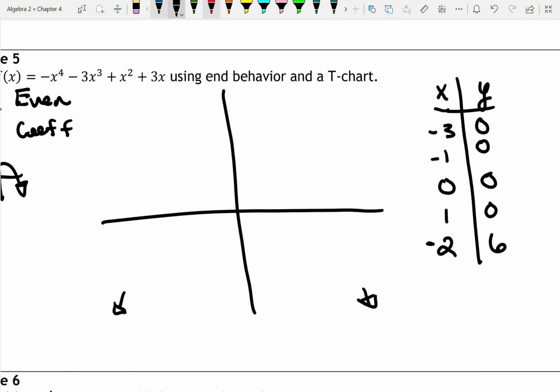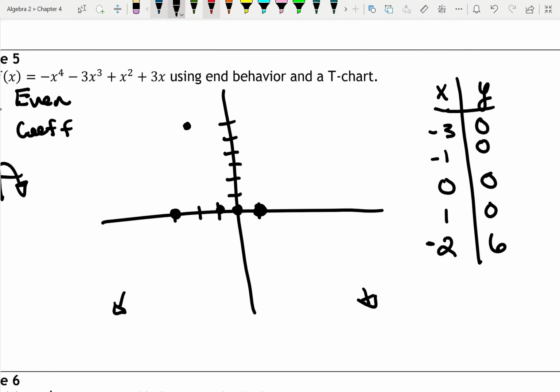Lots of zeros. So let's see if we can plot these. I'm going left 1, 2, 3, 0. -2, 6: 1, 2, 3, 4, 5, 6. Then -1, 0, 0, 0, and then, oh wait, do I have another one? Oh, 1, 0. So there we go.